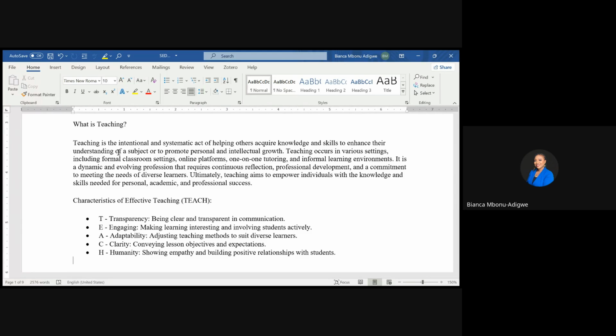I gave you characteristics of effective teaching. So I said TEACH. T is transparency. What you are saying must be clear. It must be loud. Let them hear you. Speak the English that they will understand. It must be engaging. You should make that learning interesting. You should involve students actively.